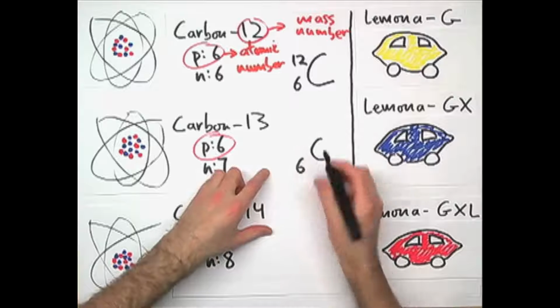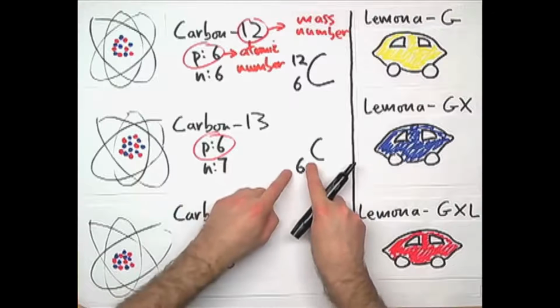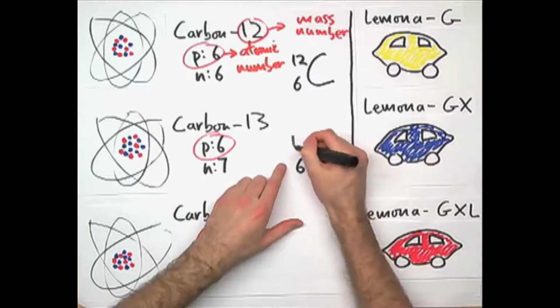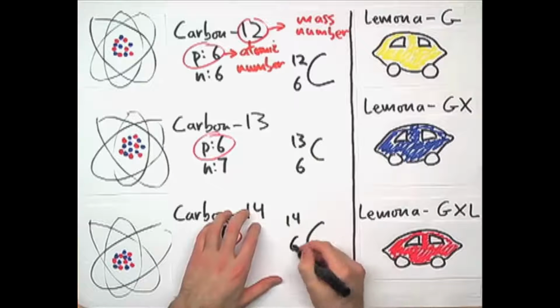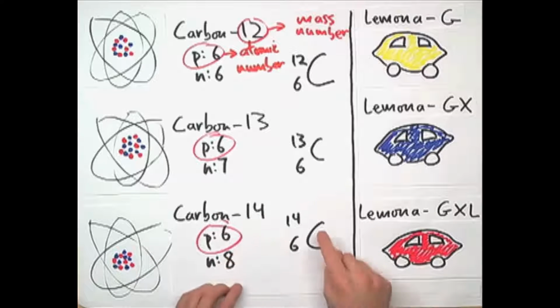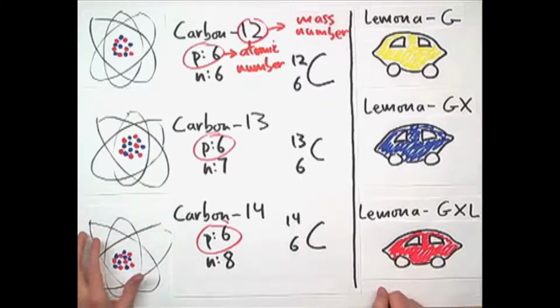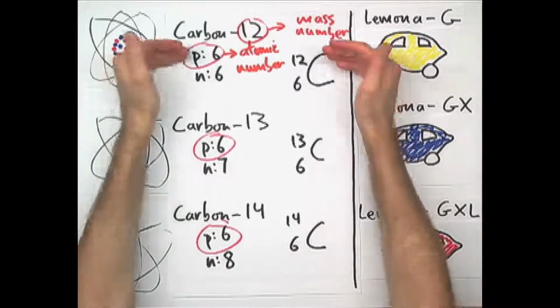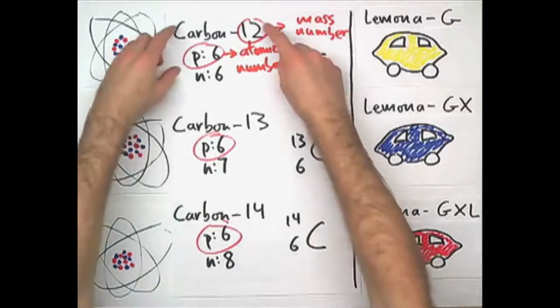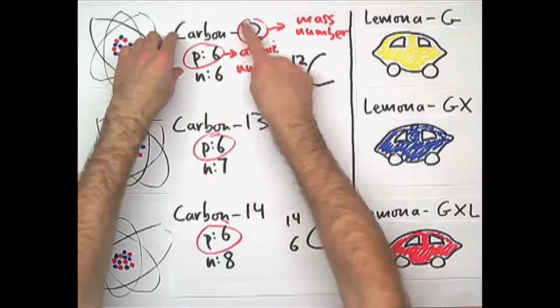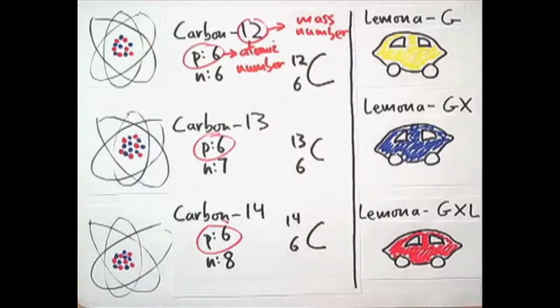Carbon 13 is going to be 6 again, because all carbon has 6 protons in its nucleus. But then the 13 up here. And finally, carbon 14, written in isotope notation, is C 6 14. So that's how we can write all these isotopes of carbon in isotope notation. Then, of course, you can also write it as just the element name with a dash and then the number.